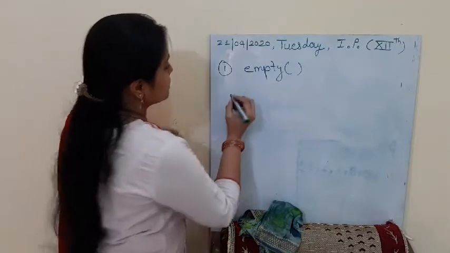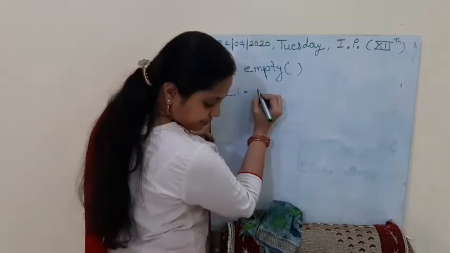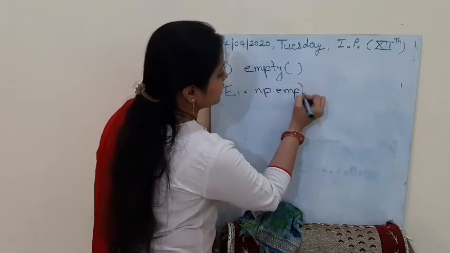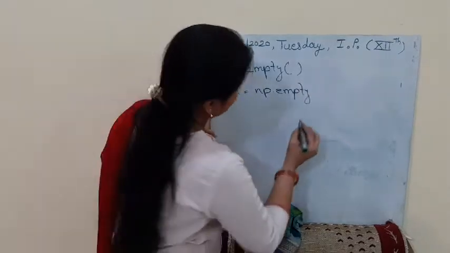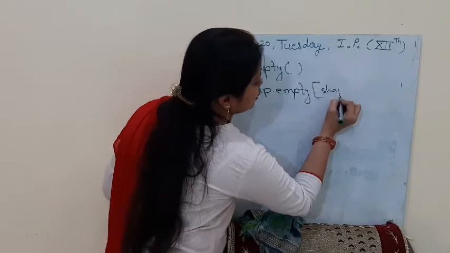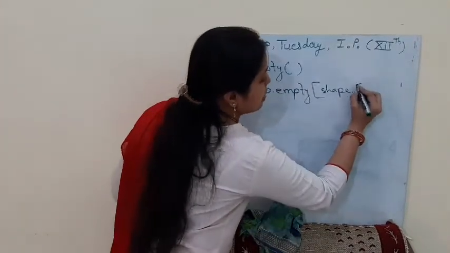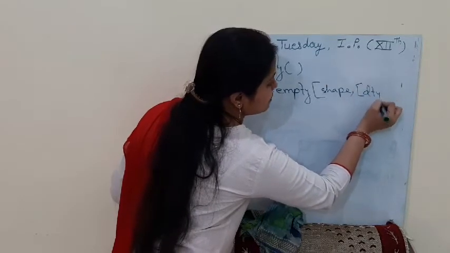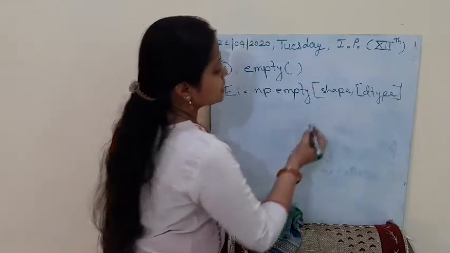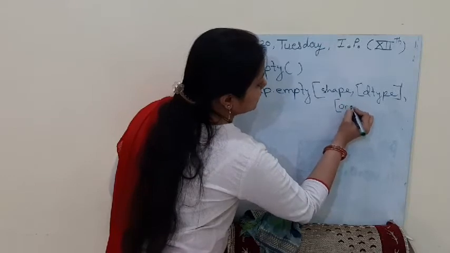So how will I use it? For example, my array E1 is equal to np.empty, then I have to mention what? First thing that is to be mentioned is the shape. Then dtype. Now again, as I am putting it in the square brackets, this shows this value is optional, and again there is a value order that is optional.